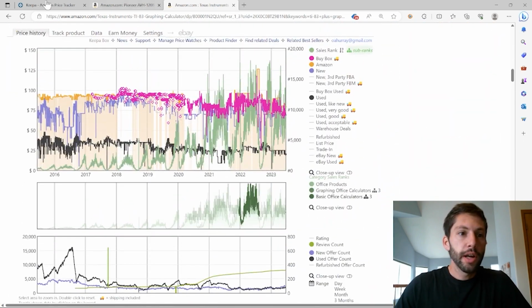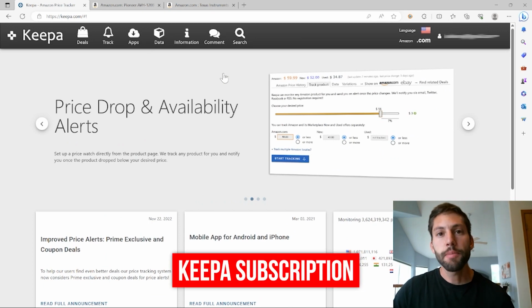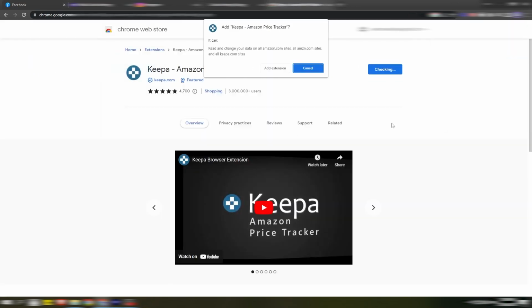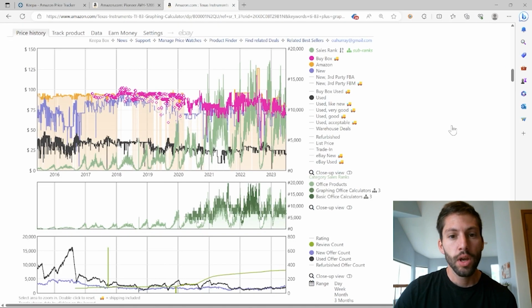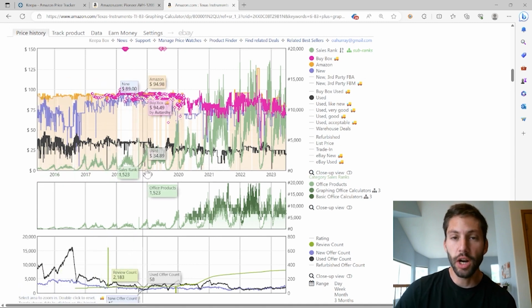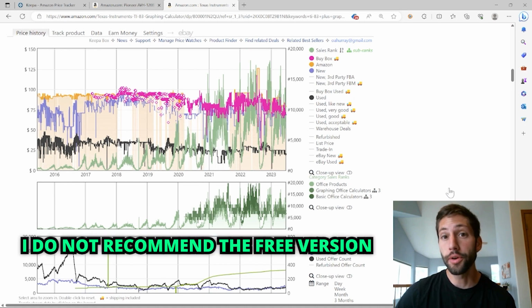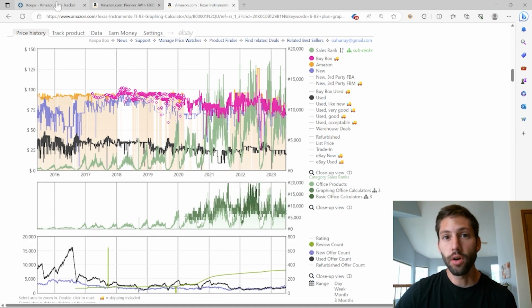So basically you're going to need to have a Keepa subscription. And then once you have that subscription, you can download the extension onto your computer. The free version doesn't give the sales rank, which we're going to talk about in a moment. And the sales rank is really the most important part of this in general. So I would not advise using the free version. It's just not very good at all.